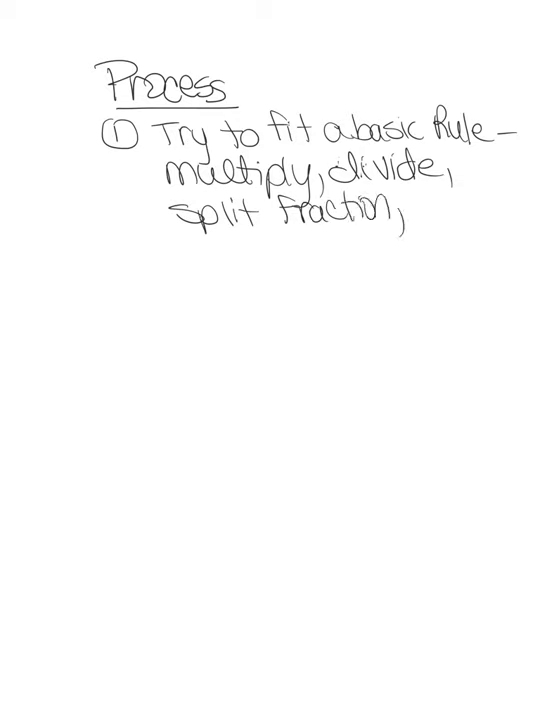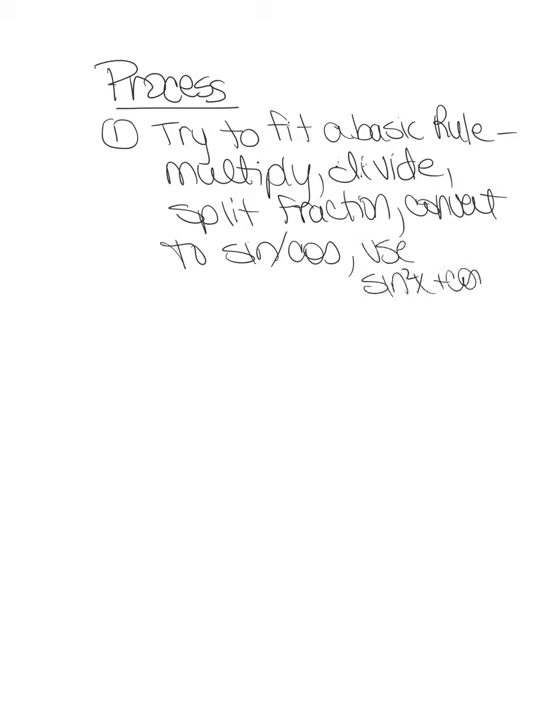For sines and cosines, we might convert to sine and cosine. We might use the identity that sine squared of x plus cosine squared of x is equal to 1. All the things that we saw in our last section for module test 1. And if that does not work, and we can't do any of those things to make this fit a basic rule, then what we're going to do instead is a U-substitution.